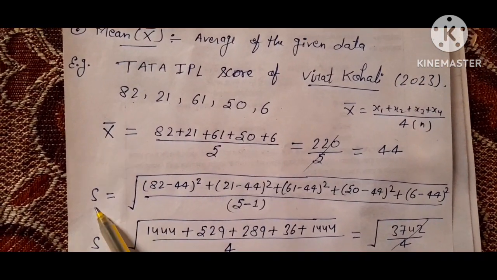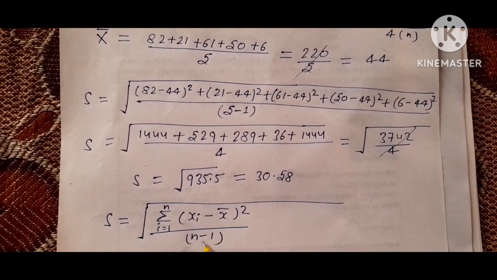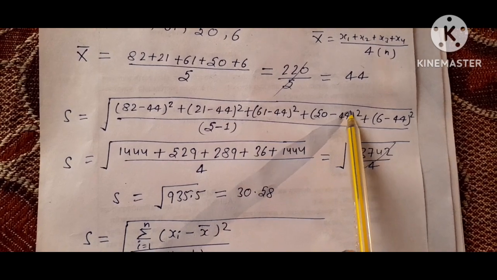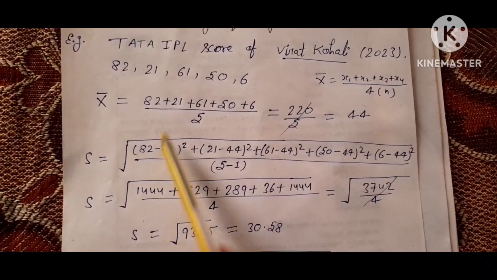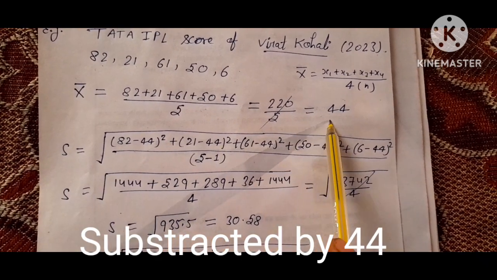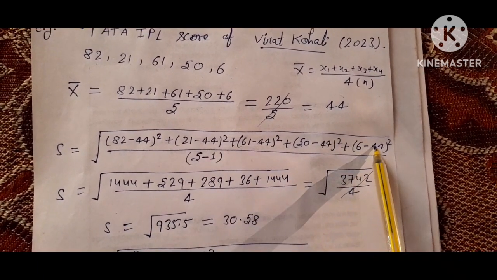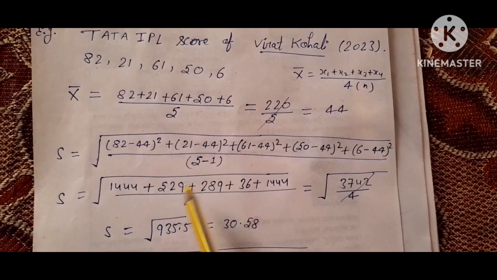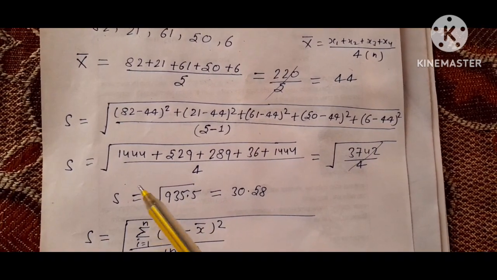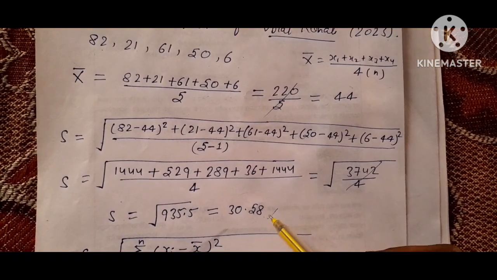What is the standard deviation? S. So the standard deviation formula is here: square root of the summation of xi minus x bar, whole squared, divided by n minus 1. So this is 82 minus 44, where x bar is the mean and xi equals 82, 21, 61, 50 and 6. So 82 minus 44 whole squared plus 21 minus 44 whole squared, and so on, all values squared and divided by n minus 1. Whether you use n or n minus 1, we discuss later. So here it is 5 minus 1. After calculating, we get the sample standard deviation of 30.58. This is the sample standard deviation.